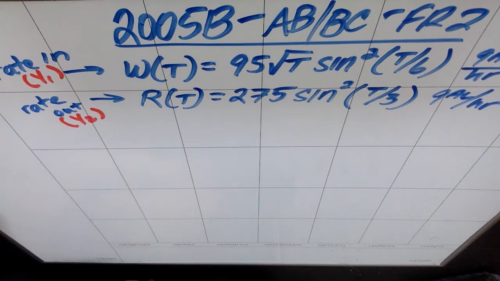All right, we are back at AP Review. This is 2005 Form B, AB, BC, free response 2. All right, so this is the classic rate in, rate out problem.